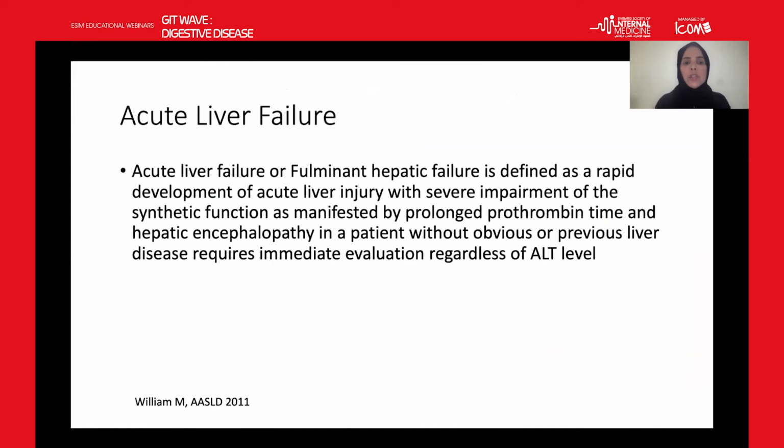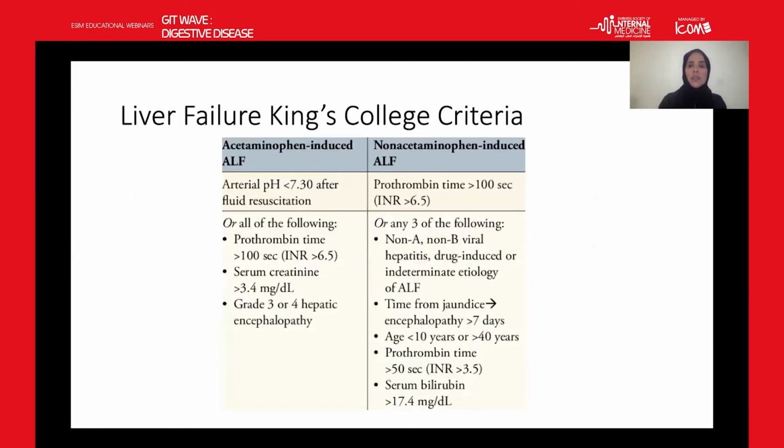Acute or fulminant liver failure is defined as a rapid development of acute liver injury with severe impairment of the synthetic function of the liver, manifested as prolonged prothrombin time, INR, and also hepatic encephalopathy, in a patient without obvious or previous liver disease. And it requires immediate evaluation regardless of ALT level, because ALT could be only 500 and you think, why will he need a transplant at 500? Yes, we had patients in the 500 range who had acute liver failure.